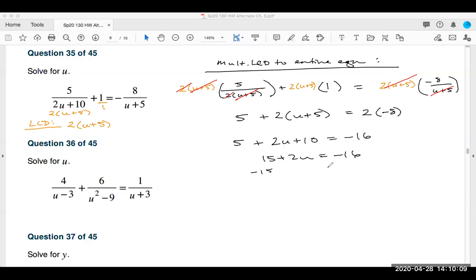Subtract 15 both sides. 2u equals negative 31. And divide by 2. u equals negative 31 over 2. When you check it, it actually does check out.